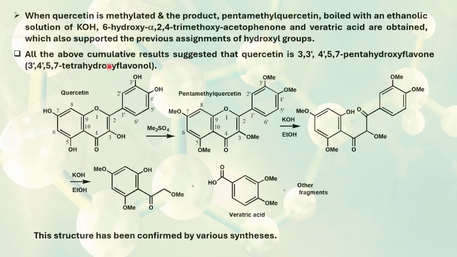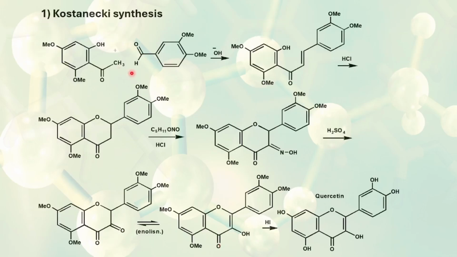All the above cumulative results suggested that quercetin is 3,3',4',5,7-pentahydroxyflavone, that is, 3',4',5,7-tetrahydroxyflavonol. Here is the structure of veratric acid. This structure has been confirmed by various syntheses.